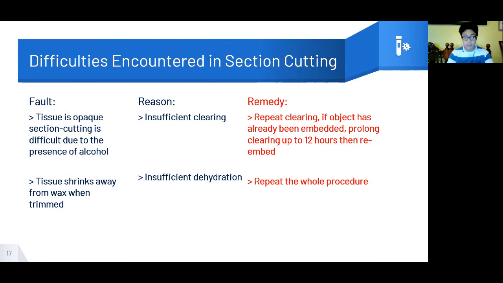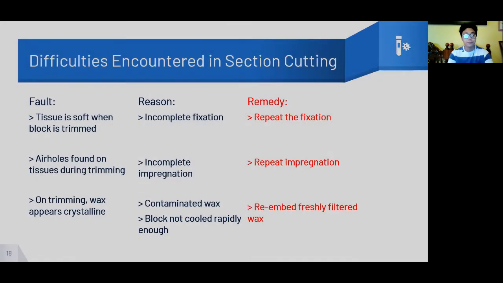Reason is that it is insufficient clearing. Remedy: repeat clearing. If the object has already been embedded, prolong clearing up to 12 hours, then re-embed. Next, tissue shrinks away from wax when trimmed. Reason: insufficient dehydration. Remedy: repeat the whole procedure.